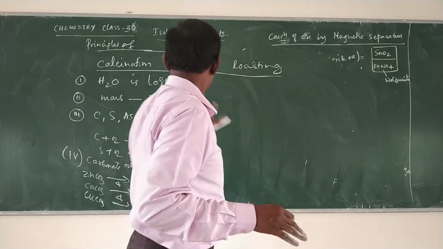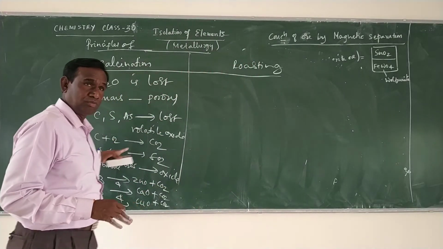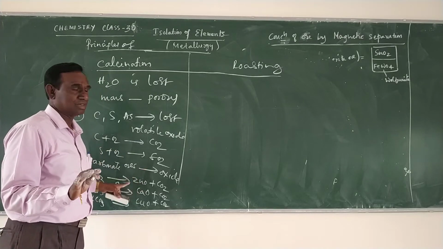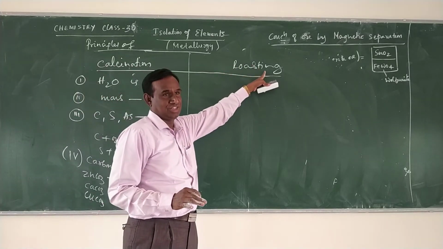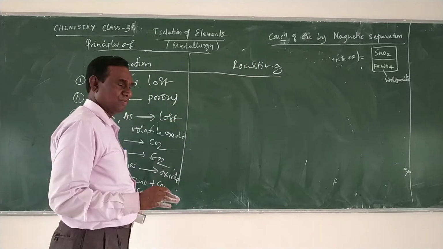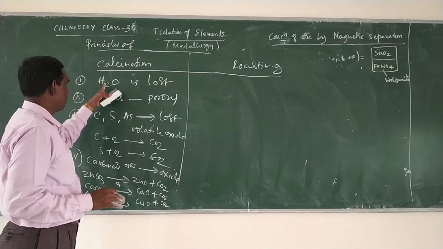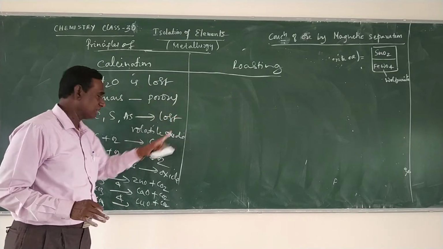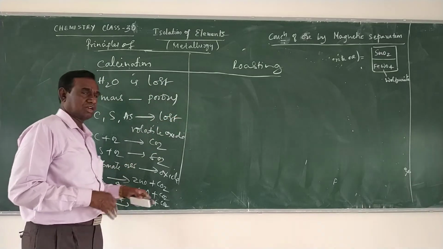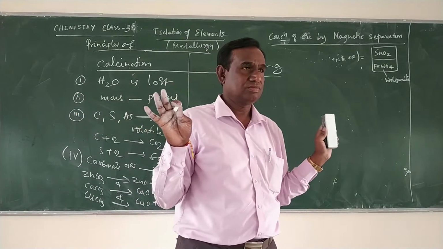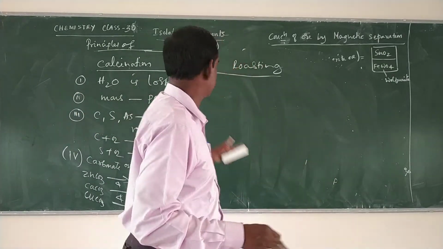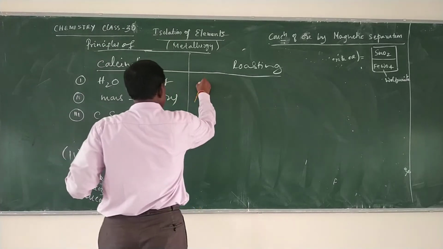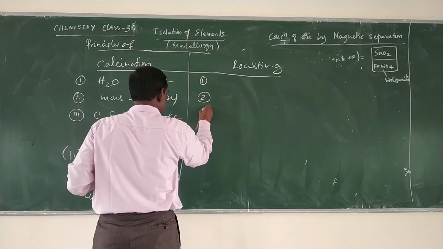That means calcination is meant for carbonate ores, not for sulfide ores. Sulfide ores are for roasting. So these are the four points: water is lost, mass becomes porous, carbon, sulfur, arsenic are lost as volatile oxides, and carbonate ores are converted into oxide ores. This is the changes that take place in calcination. In roasting, the first change is the same, and the second and third are also the same.